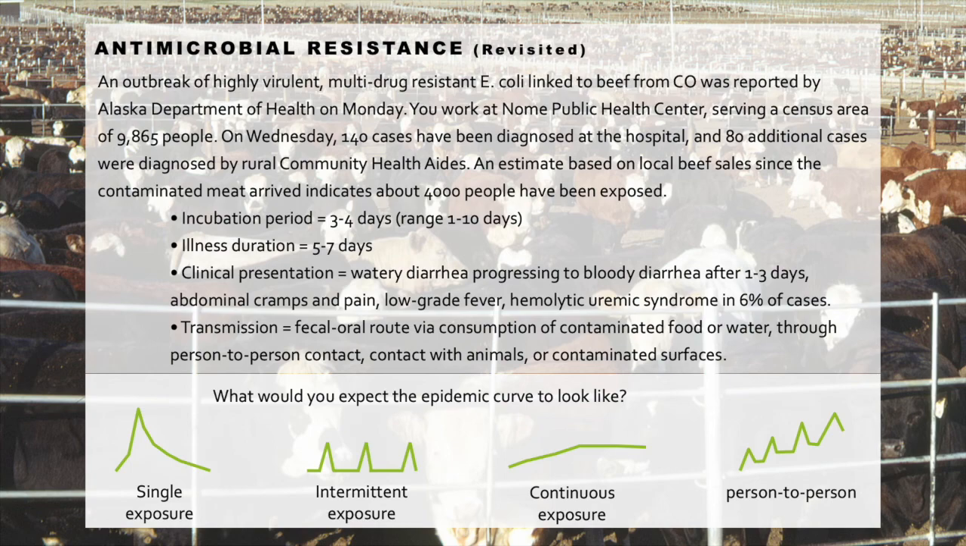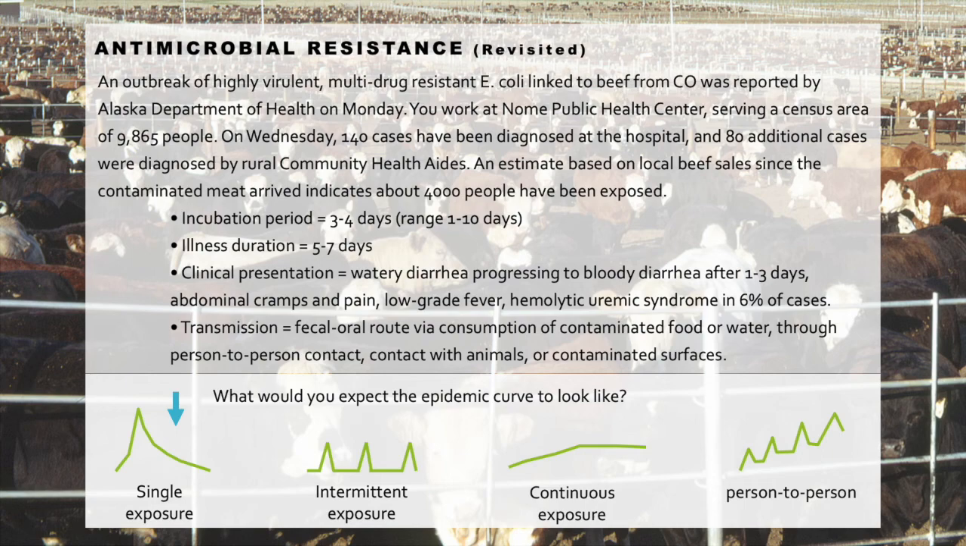Let's revisit the scenario of a multi-drug resistant E. coli outbreak linked to beef from Colorado used in a previous class. What would you expect the epidemiologic curve to look like for that outbreak? Because this example sounds like a single shipment of meat was contaminated, it likely would look like a single exposure, but because this bacteria can also spread person to person or via contaminated surfaces, I'd expect to see more irregular spikes than a classic single exposure.